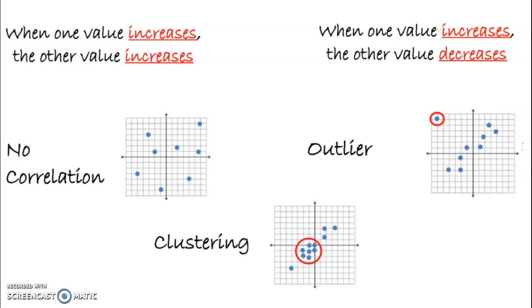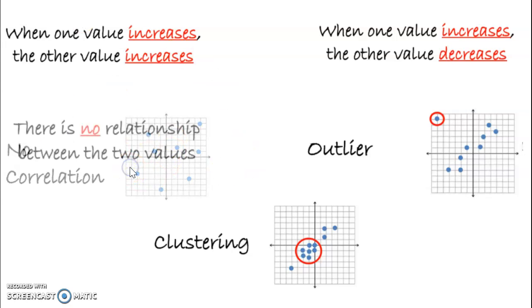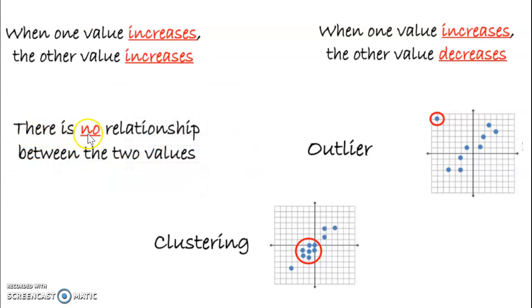Okay, so then we have no correlation. No correlation means there is no relationship between the two values. So what that means is, for example, how many hours I work has nothing to do with how many cookies I eat. Okay, there's no relationship between the two values.